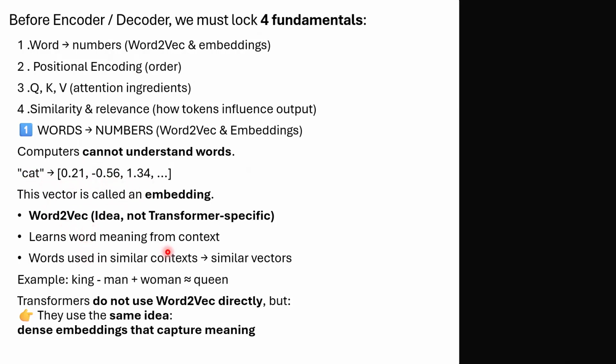It learns word meaning from context. Words used in similar contexts get similar vectors. Example: king minus man plus woman gives queen. Transformers don't use word to vector directly, but they use the same idea. It's like an embedding that captures the meanings.